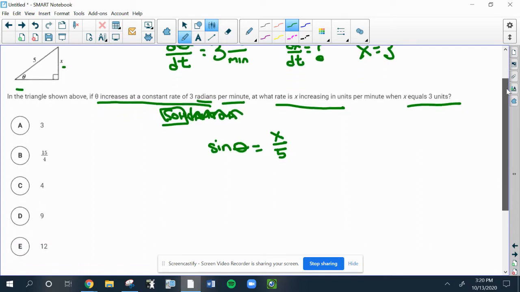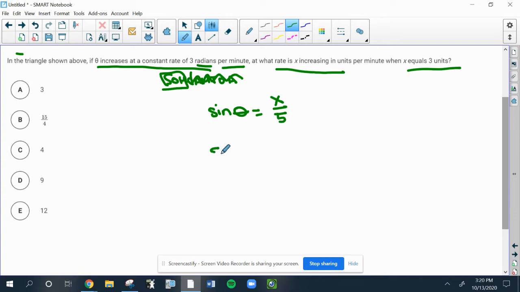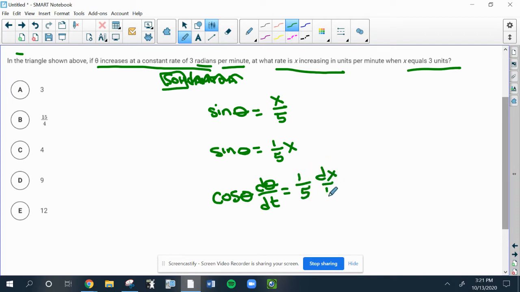So now we're going to take this and make it a related rates equation. First I'm going to rewrite it, because 1/5 is a constant. Now the derivative of sine of theta, remember it's a chain rule. So that's the derivative of the outside, which is cosine, leave the inside alone. So I'm leaving theta alone. Then times the derivative of the inside, which is the derivative of theta with respect to t. On this side, you just have to take the derivative of x with respect to t. And there's our related rates equation.